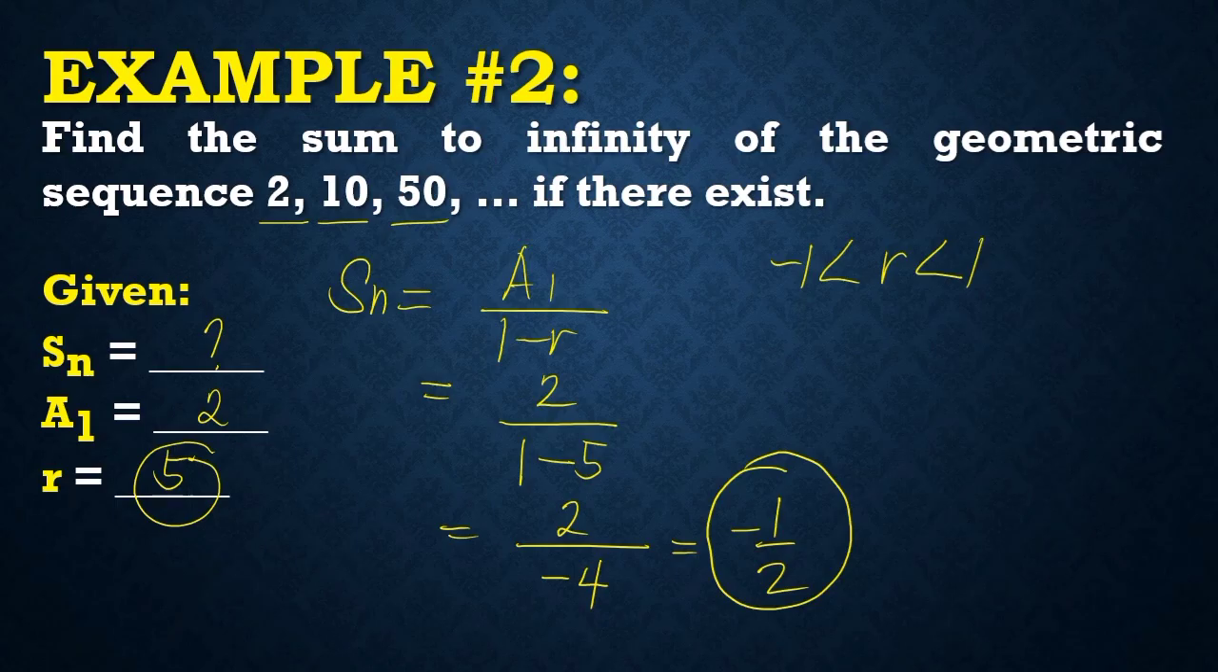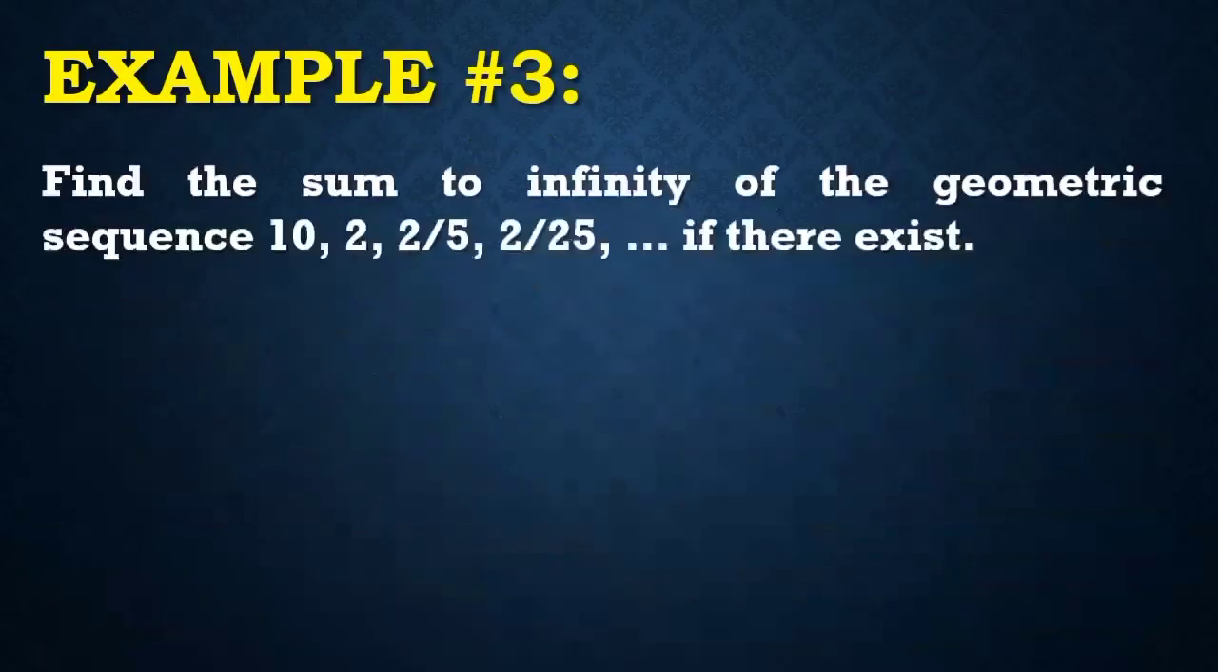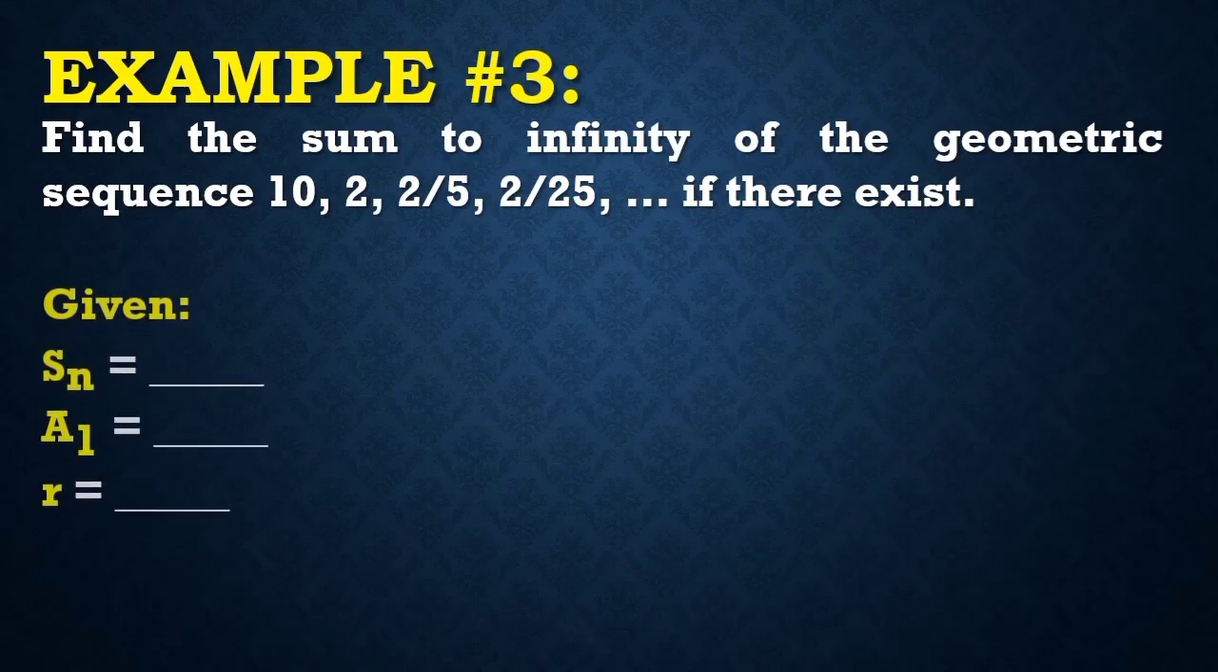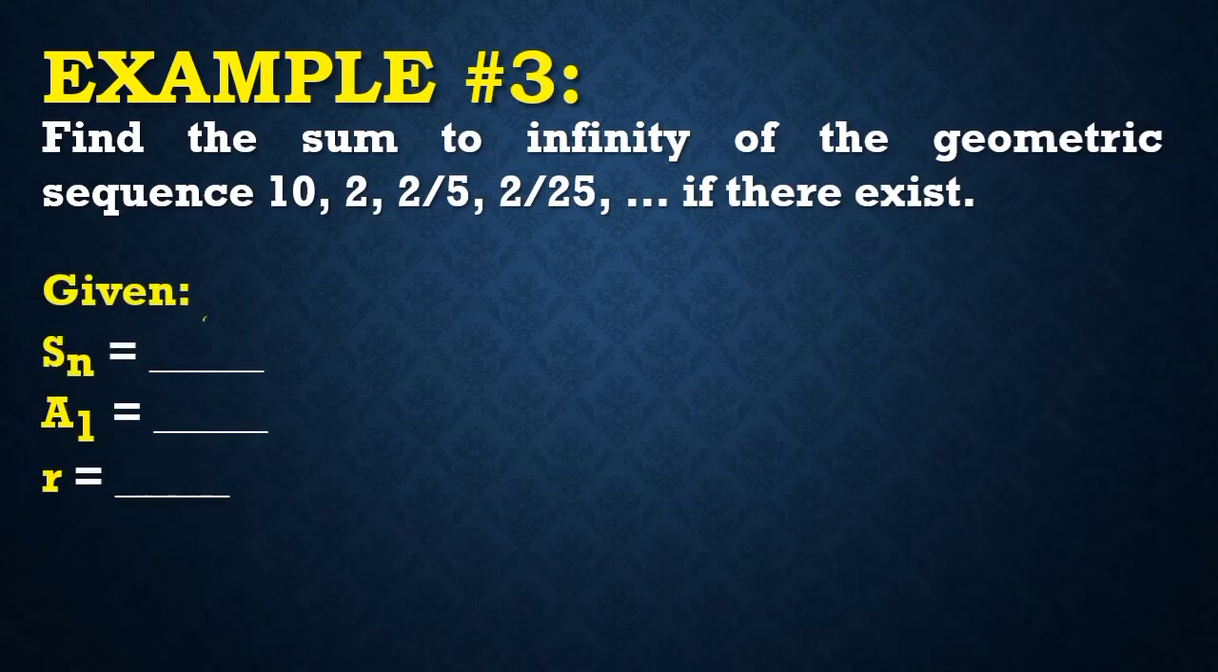Okay? So, for our next problem, find the sum to infinity of the geometric sequence 10, 2, 2 fifth, 2 over 25 if there exists. So, our given, S sub n is the unknown. And then our first term, that is 10. And then our common ratio, so we divide the second term, 2, by the first term, 10. So 2 over 10, and then we can simplify it as 1 over 5 or 1 fifth, since the greatest common factor is 2. Now, we apply the formula.